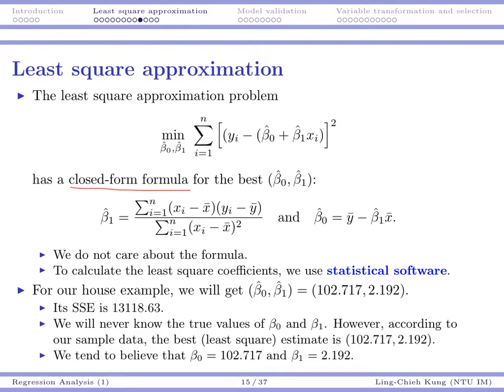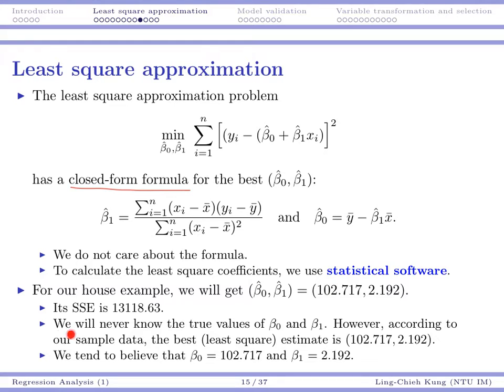Not too far from 102. It's around 102 and 2.1. Okay, and its sum of squared error is around 13 thousandths. So this is the best we can do for the given 12 sample points.